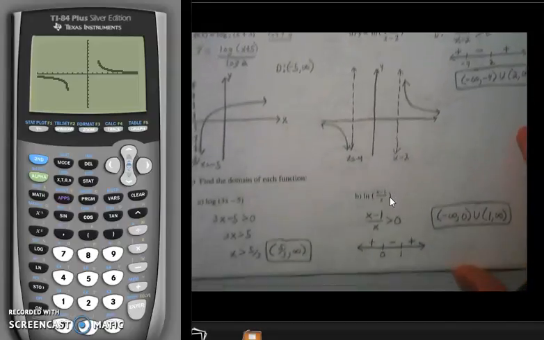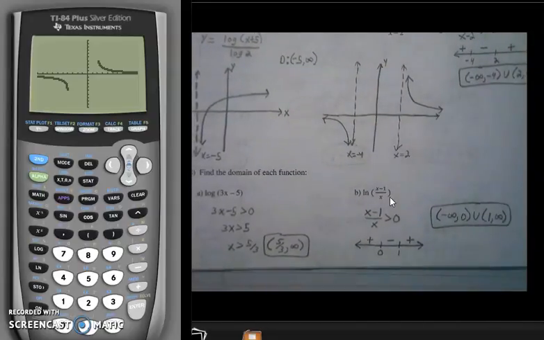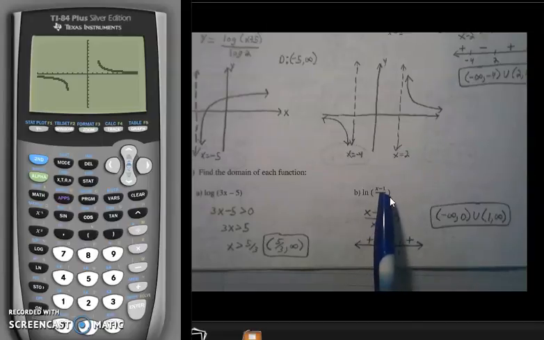And then in the last few, finding the domain. Part A is pretty straightforward. You just set 3x minus 5 greater than 0. So notice for these logarithm domains, you're setting whatever it is that you're taking the log of, you're setting that greater than 0. Part B is similar to Part D above, in that you have a rational inequality. Make your little number chart using x equals 1 and x equals 0 as the numbers where you have zeros or vertical asymptotes. And we notice anything to the left of 0 or to the right of positive 1 will give you positive answers. So that's your domain.